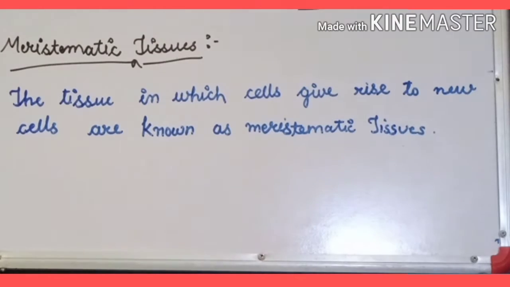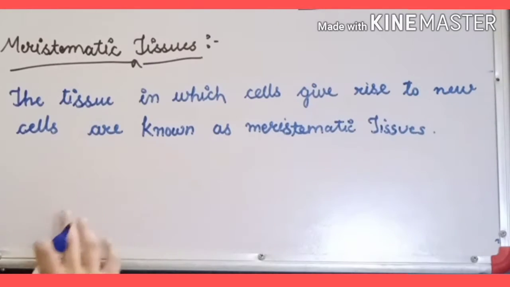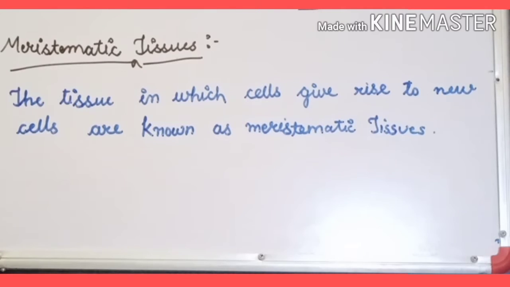These are the meristematic tissues. The tissues in which cells give rise to new cells are known as meristematic tissues. These tissues are responsible for growth of the plants in different parts. They also have three parts, which I just told you. Means there is one cell, it gives rise to another new cell. The cells always keep dividing, giving rise to new cells. These are responsible for growth of plants. Plants grow only where meristematic tissues are present.